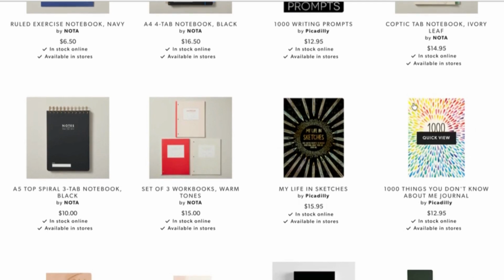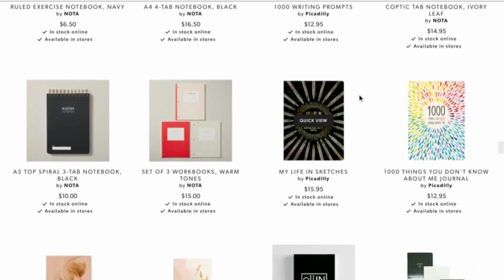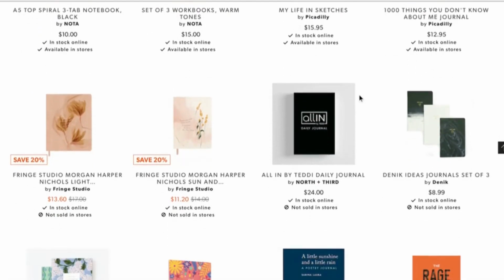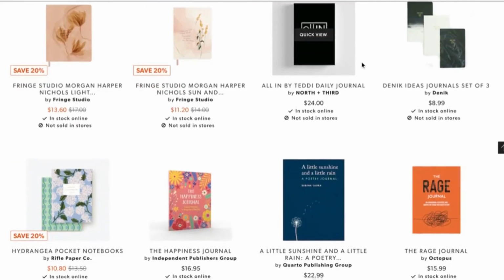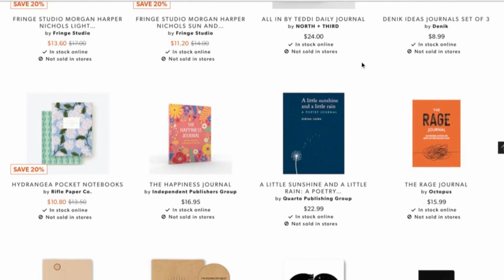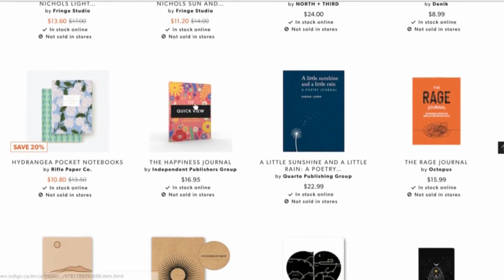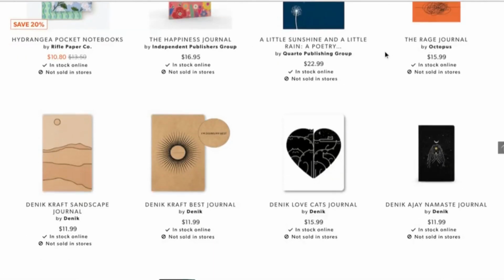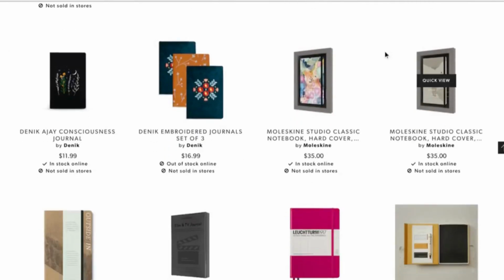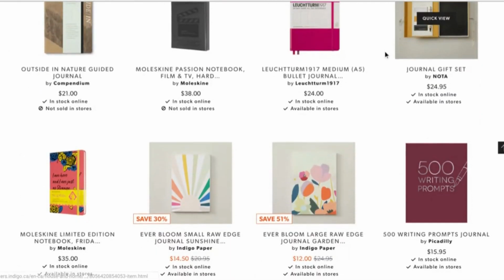1,000 Things You Don't Know About Me, My Life in Sketches. There could be some interesting prompts for drawing that you could create in this one. Of course, putting your own spin on it. The Happiness Journal, the Rage Journal on the other side of the coin. So lots and lots of ideas within journals and notebooks alone.